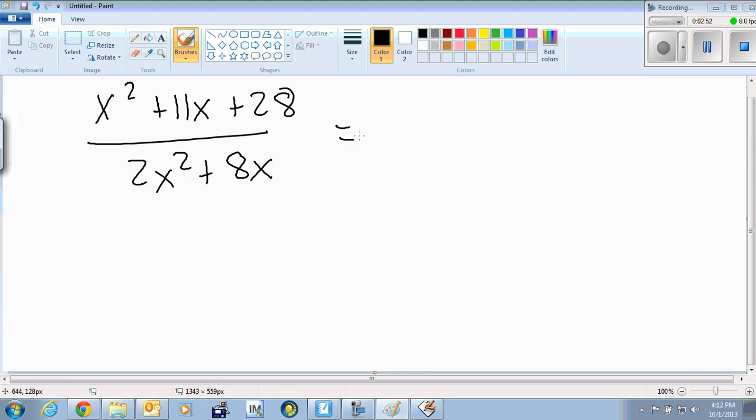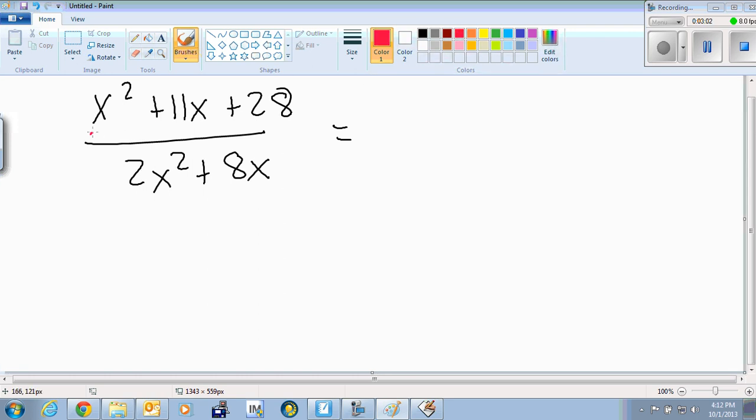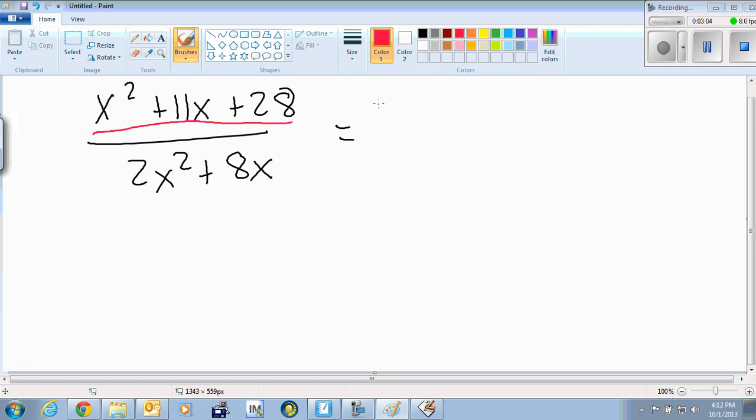Alright, with this problem, you're going to factor the numerator and factor the denominator, and you're going to try to get things to cancel. So on the numerator, I'm going to do it in red here. The only thing you're going to do is split up your parentheses and your x's, and you're going to ask what factors of 28 are going to add to get you 11. And those factors are 7 and 4.